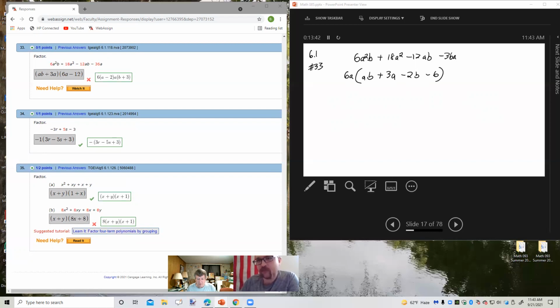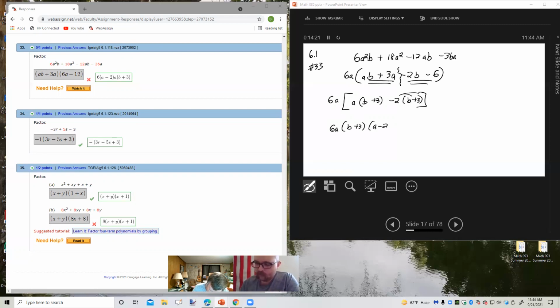So far, so good. Now, I've got to be careful that my b's don't look like 6s. So this is a 6 here. So now I'm going to use factoring by grouping on the inside. So I've got 6a. Greatest common factor of those 2 terms would be a, with leftovers of b plus 3. So here my leftovers are going to be b plus 3. And I need a minus 2 to get my minus 2b minus 6. Okay. So now I've got 6a times b plus 3 times a minus 2.